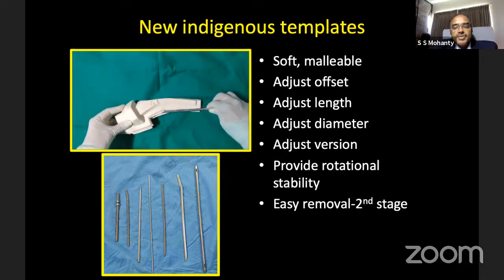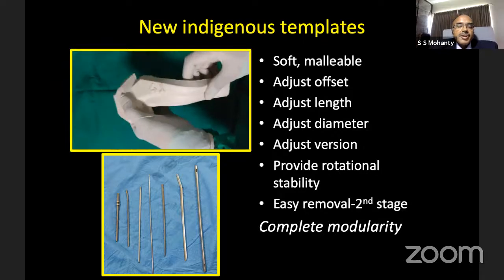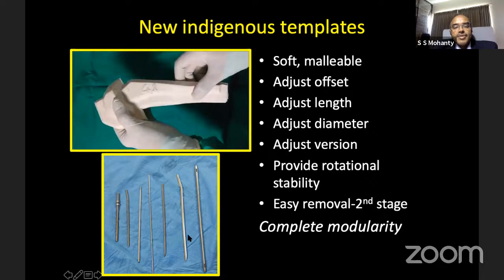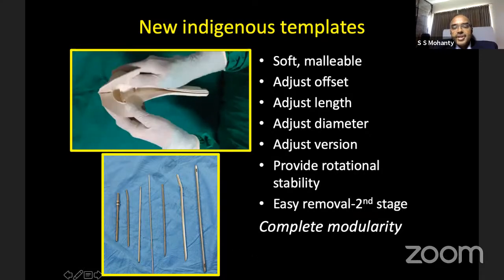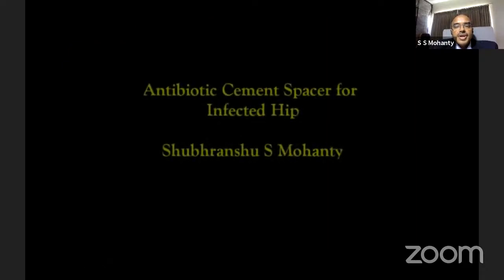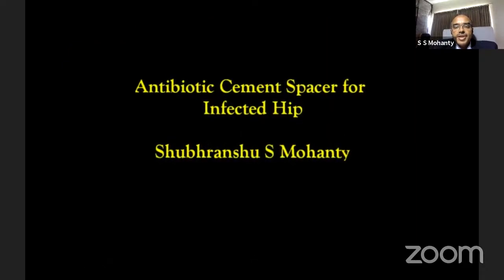By this, you can adjust the offset as I'm showing there. And you can put one of these implants like a K-nail or an iliac rod or a V-nail or a Russ nail, whatever, and it provides complete modularity. This is a short video showing how we prepare antibiotic spacers for the hip.